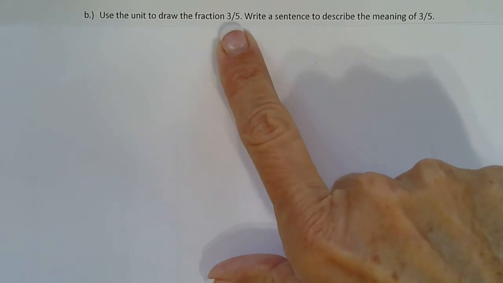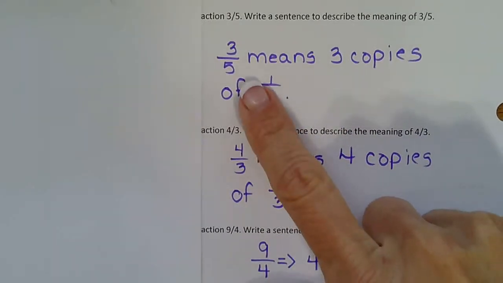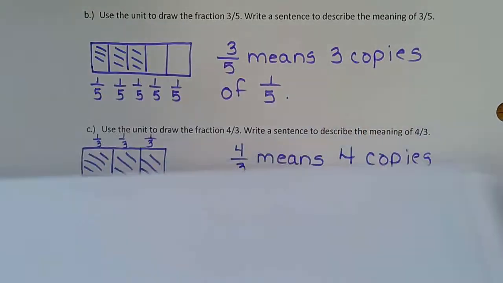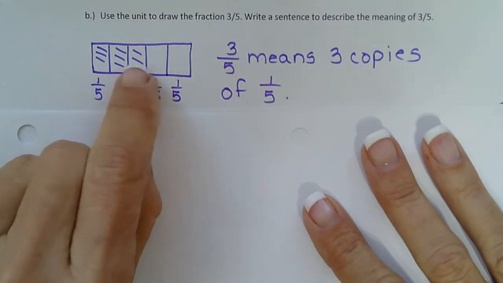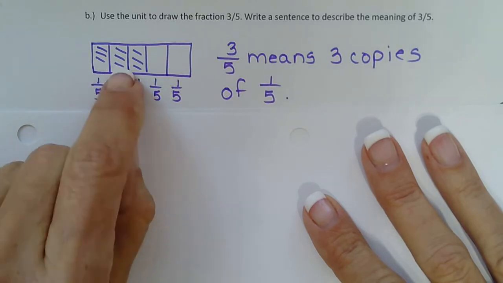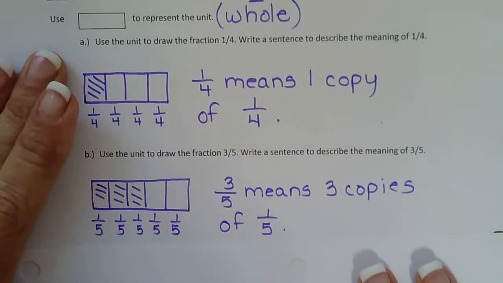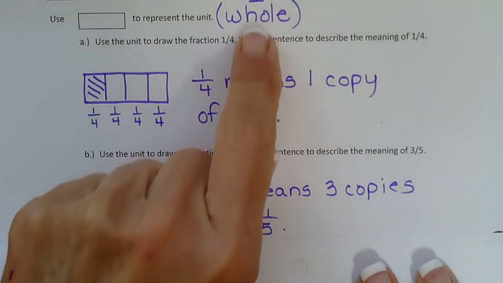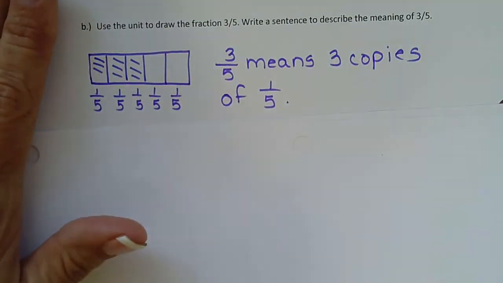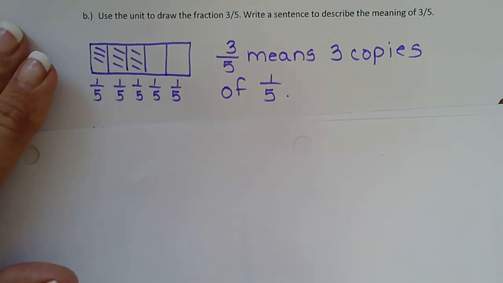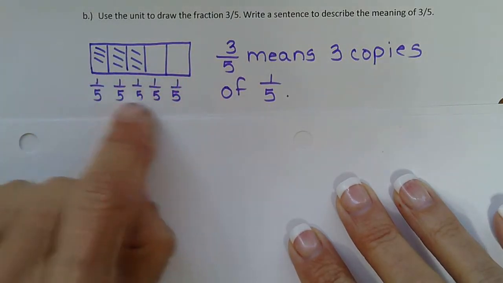So we learned in Module 2, this 3/5 means 3 copies of 1/5. So if we take a rectangle, and remember the denominator tells us how many pieces. So each piece is 1/5, 1/5, 1/5, 1/5, 1/5, and 5/5 make a whole. Because remember up here they told us use the rectangle to designate the whole. So 3/5 means 3 copies of 1/5, which means we need to shade 3 out of the 5 boxes. So that's 1, 2, 3 copies of 1/5.